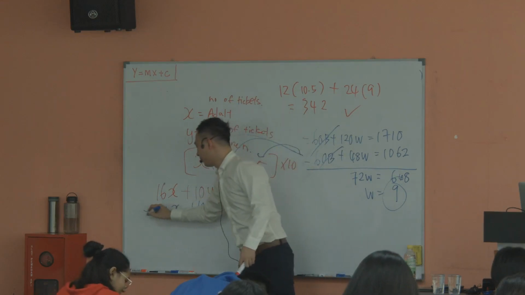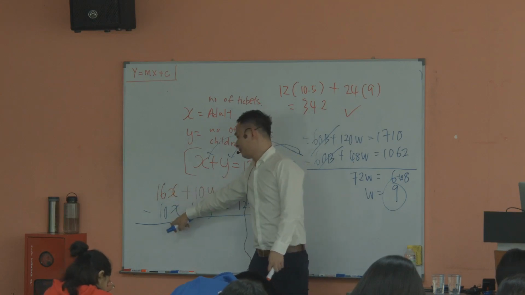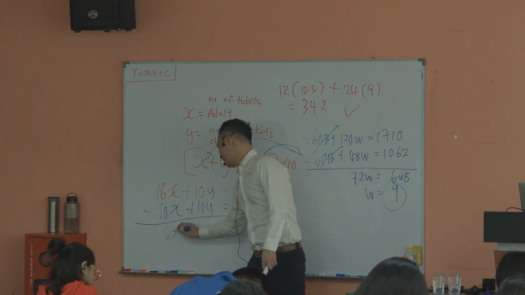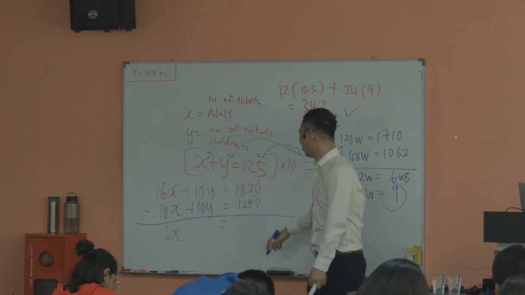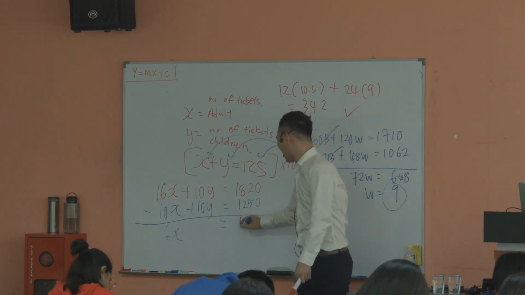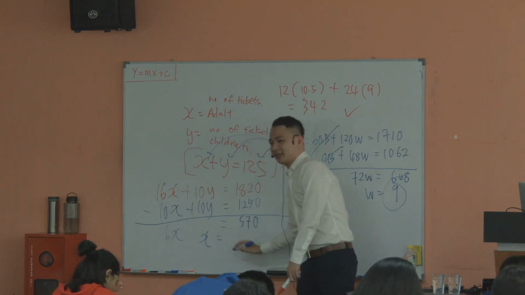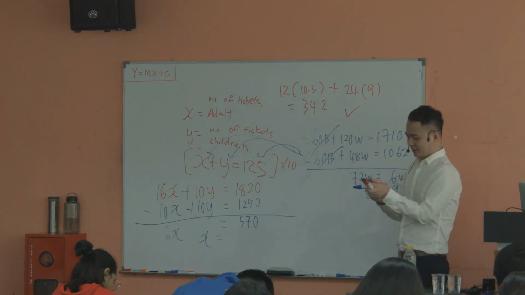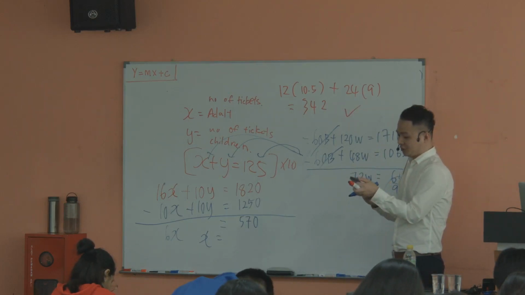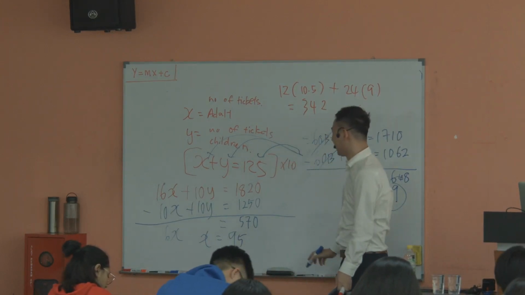Both are plus, so we minus. So 16x minus 10x. 10y minus 10y, 0. And this one, after you minus, you should get 570, right? So you can get your x value easily by dividing by 6. After you divide, you should be able to get 95 tickets for adult.